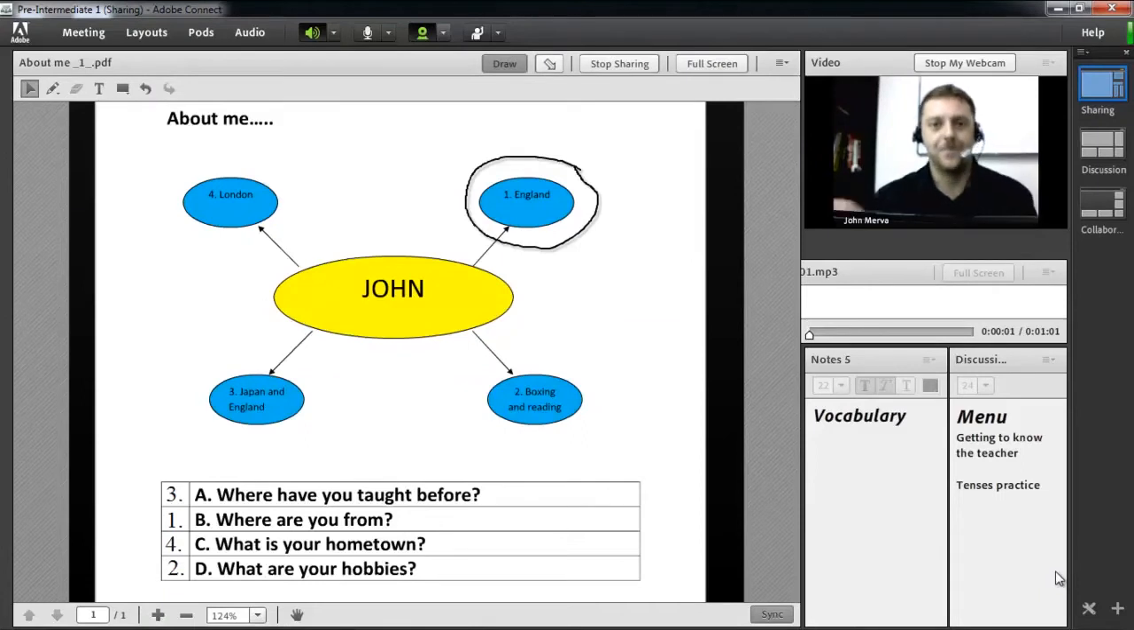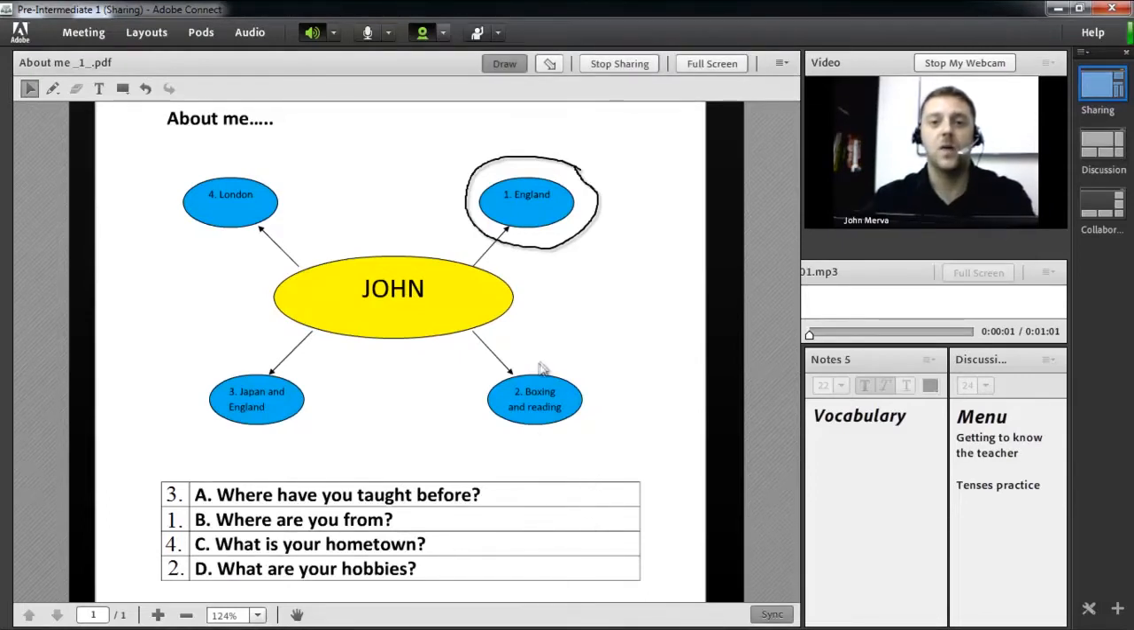Well done! As we can see, looking at the boxes, the answer that goes with question B, where are you from, was, as we said, number 1. 2, my hobbies are boxing and reading. What are your hobbies? Number 2. Where have you taught before is the question that goes with number 3. I have taught in England, I have taught in Japan, and now I also teach in Malaysia. And C, what is your hometown, is the question for answer 4.